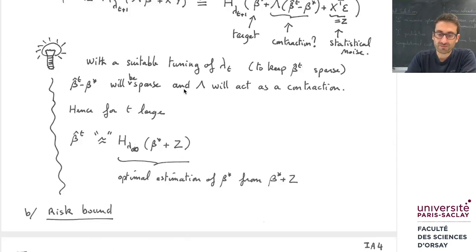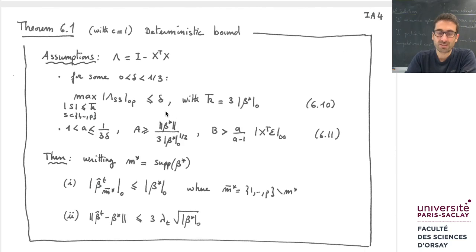So A must be larger than this quantity, which is in terms of beta star. And capital B, which corresponds to the limiting value, must be larger than this quantity, so you have this factor in terms of A. And here you have the infinity norm of X transpose epsilon, which exactly corresponds to the noise levels that we have met for the lasso. So now, these are the assumptions that state the result.